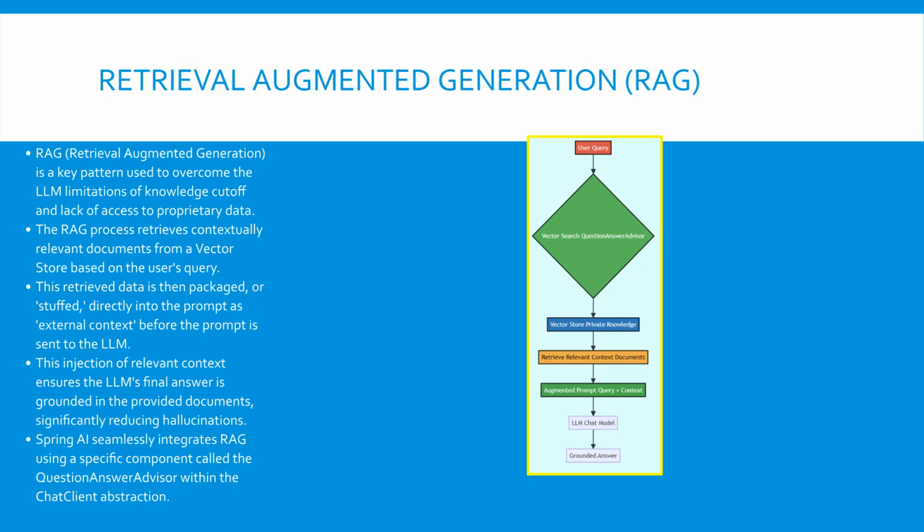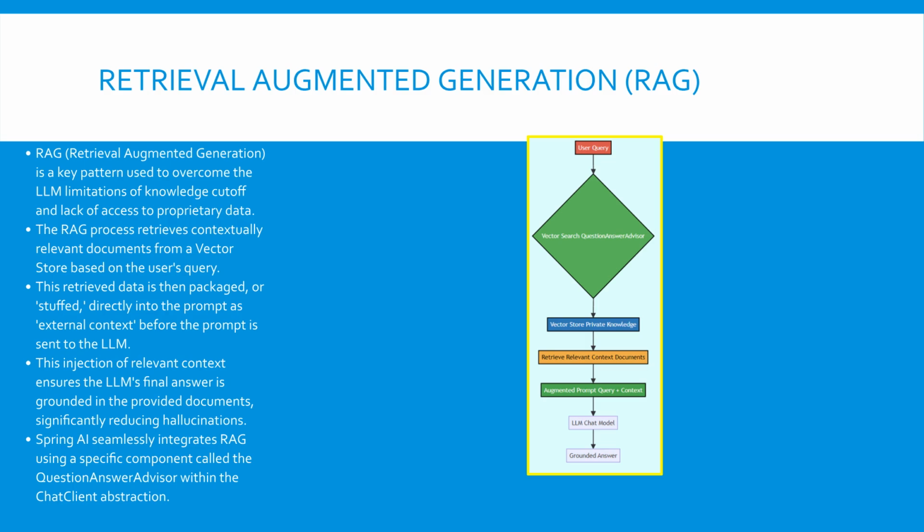This flowchart details the step-by-step process of retrieval augmented generation, RAG, facilitated by Spring AI's advisor feature. The process begins with the user query, which is intercepted by a vector search mechanism managed by the question-answer advisor. This advisor queries the vector store, which holds your private knowledge base. The store returns the retrieved relevant context documents, which contain the factual data needed to answer the query. This data is used to create an augmented prompt, meaning the original query is stuffed with the context before being forwarded to the LLM. The LLM, constrained by the provided facts, then produces a grounded answer.